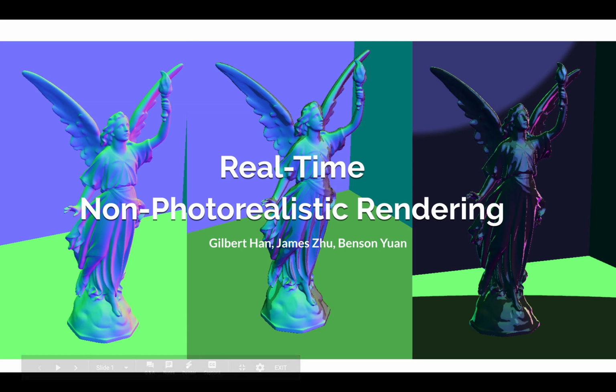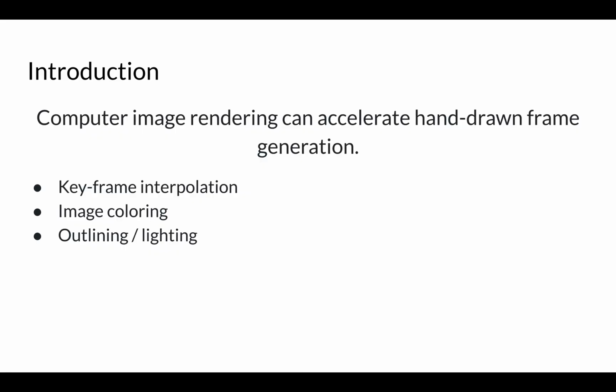Real-time non-photorealistic rendering. Computer image rendering techniques can be used to help artists create compelling images. A few examples of these techniques are keyframe interpolation, image coloring, and outlining. We implemented some non-photorealistic rendering techniques, specifically toon shading and rim lighting.